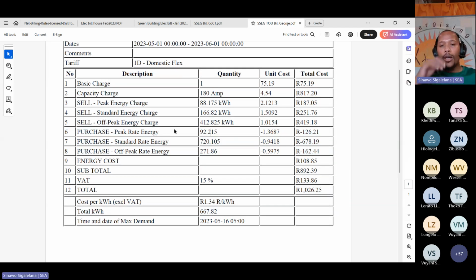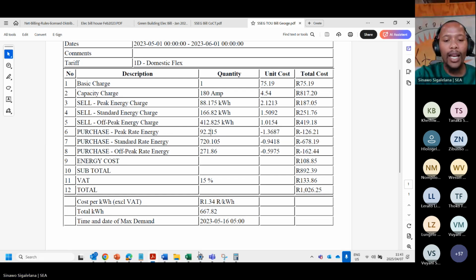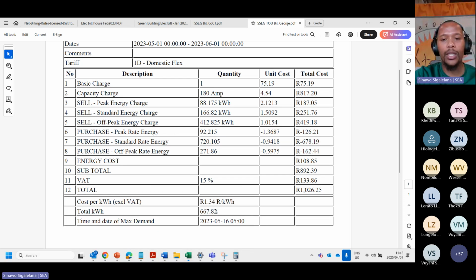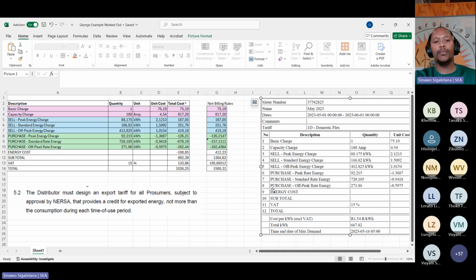All right. So from a high level perspective, colleagues, I'm seeing that this customer is informed by a cost of supply study. It has fixed and variable charges. It has time of use. This is a match made in heaven with regards to our net billing rules. All right. So what I've done is I have a spreadsheet with the same bill. So we focus here.